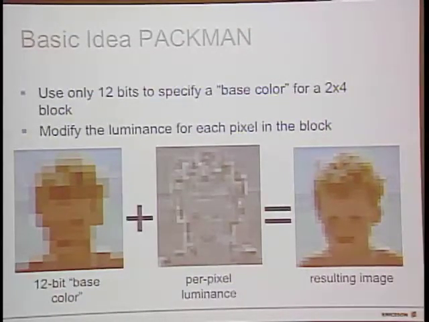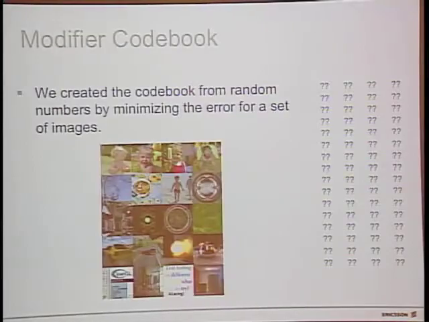Okay, so then the question is, how do we actually do this modification? We have the base color plus the luminance. When we say modify the luminance for each pixel in the block, how do we do that? The way they do that is a particular technique called vector quantization. They're going to give you a few choices as to how to modify it. We're going to have this table in there, and then you just pick from the table the one that's closest to the way that you actually want to modify it.